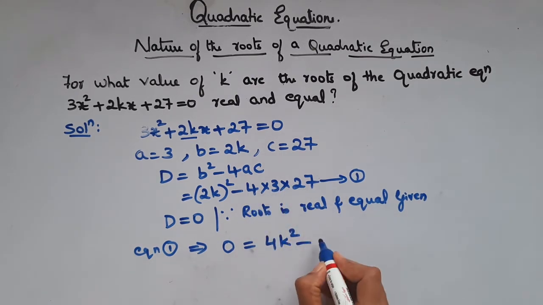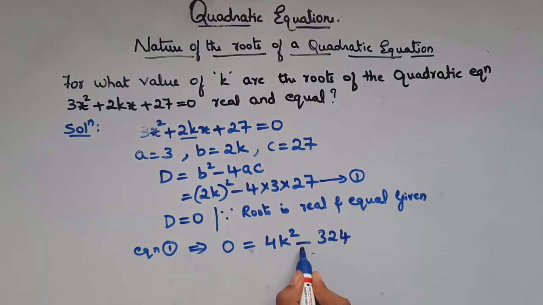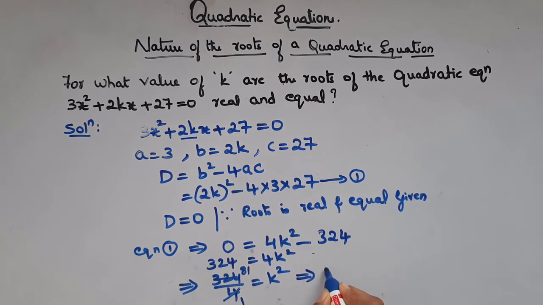12 into 27 will give you 324, which implies, so now let's bring this minus 324 to the left hand side. That will be plus 324, which is equal to 4k square, which implies 324 by 4 is equal to k square. So 4 8s are 32, 4 ones are 4, which implies k square is equal to 81.